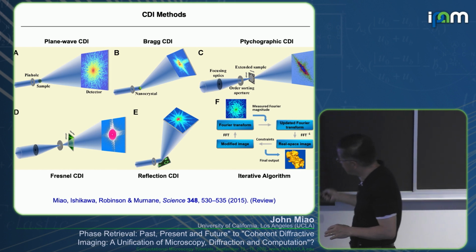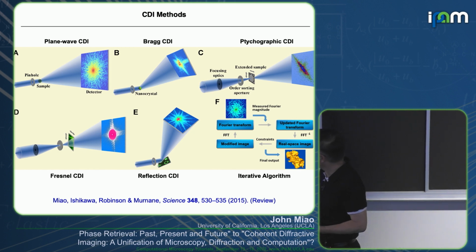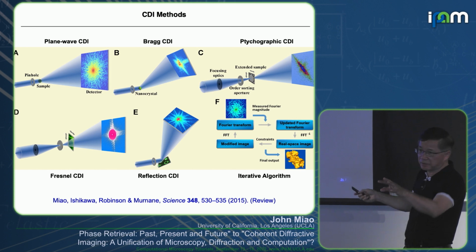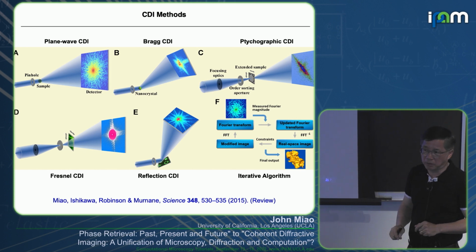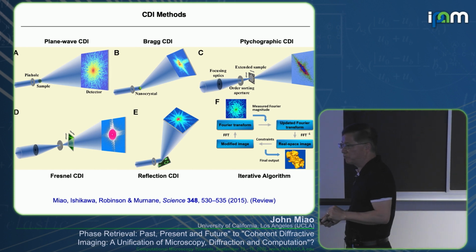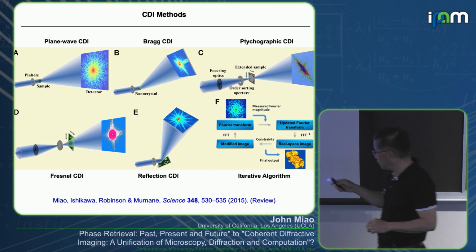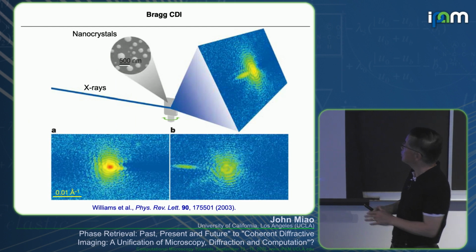So this is actually the review article we wrote. There are different types: plane wave CDI, Bragg CDI, which I'm going to explain, and ptychography. I'm going to briefly introduce more of the X-ray field, and Angus is going to talk about electrons, and he has done beautiful work on electrons. And there are other forms, and we all use iterative algorithms, different types of iterative algorithms. So let's see what Bragg is.